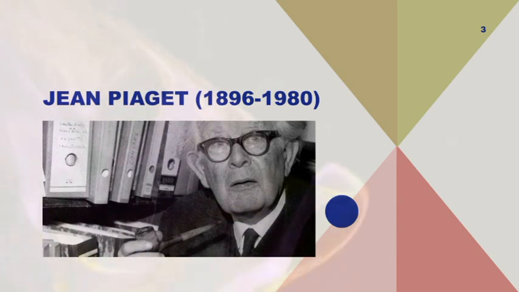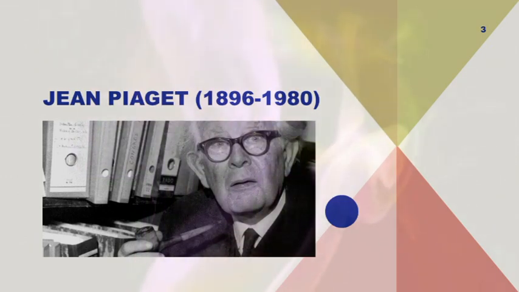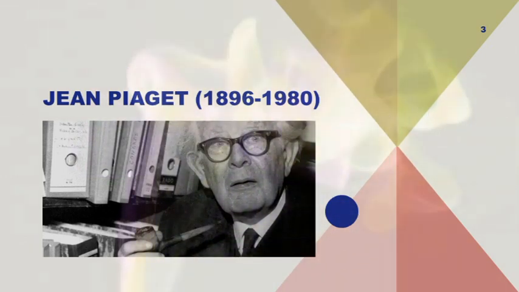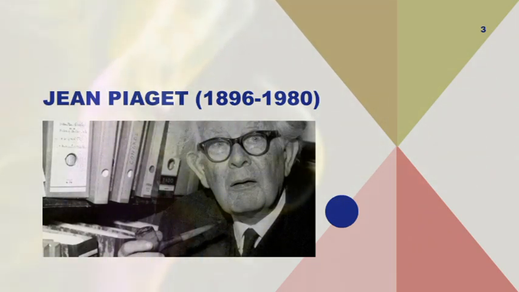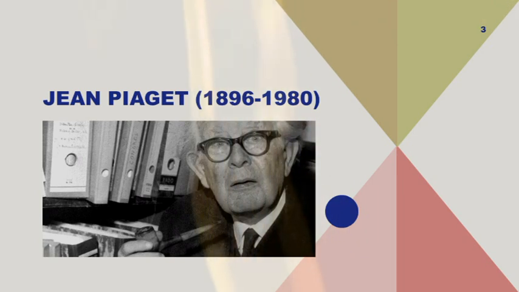And Piaget's early research focused on the development of intelligence in children, leading him to propose a groundbreaking theory of cognitive development. Now, central to Piaget's theory was the concept of a schema, or a mental framework that individuals use to organize and interpret information about the world. And Piaget suggested that children actively construct their understanding of the world through a series of stages, and each is characterized by distinct ways of thinking and of reasoning.